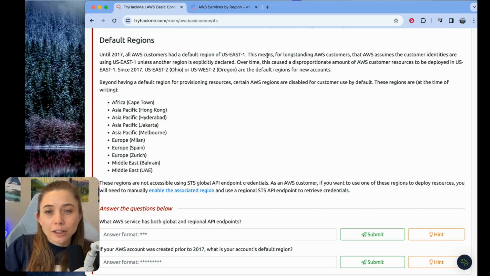But that's not necessarily rooted in fact. That's just my emotional feelings. Anyway, it's talking about the implication being for longstanding AWS customers, AWS assumes customer identities are using US East 1 unless another region has been explicitly declared. And over time, this caused a disproportionate amount of AWS customer resources to be deployed in US East 1. Now, US East 2 and US West 2 are the default regions for new accounts.